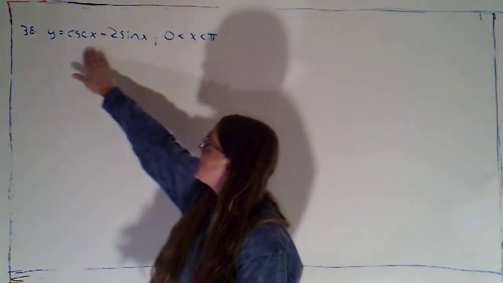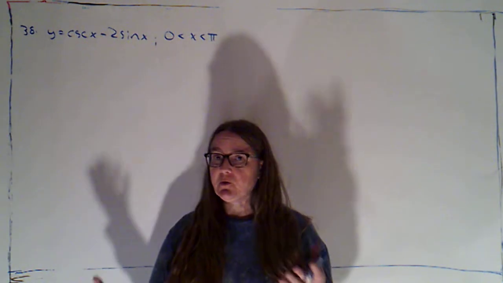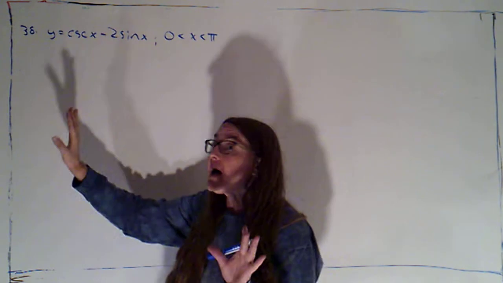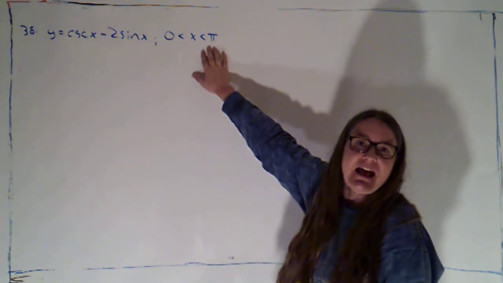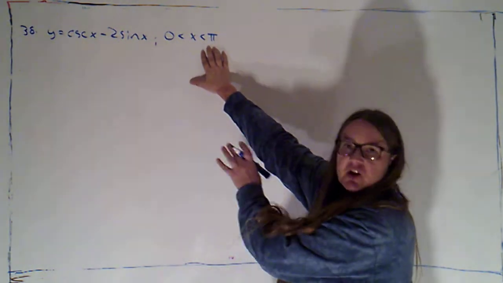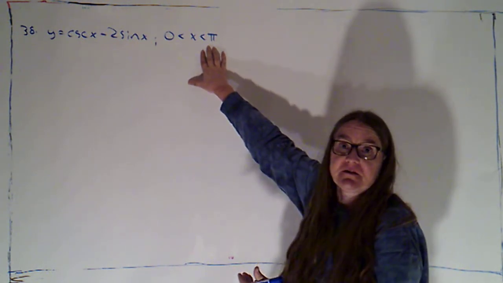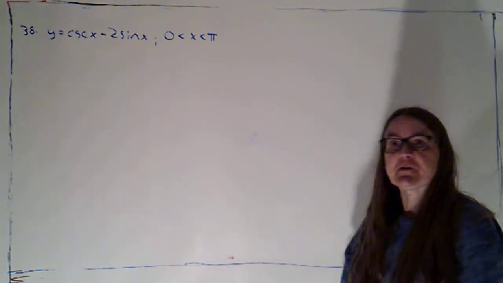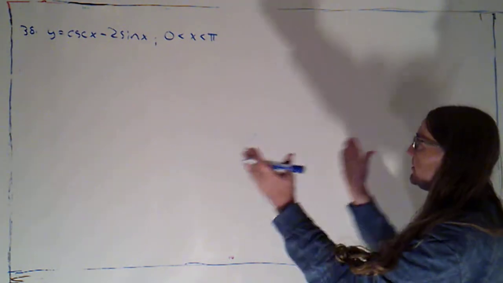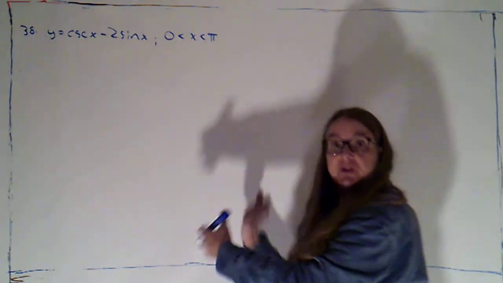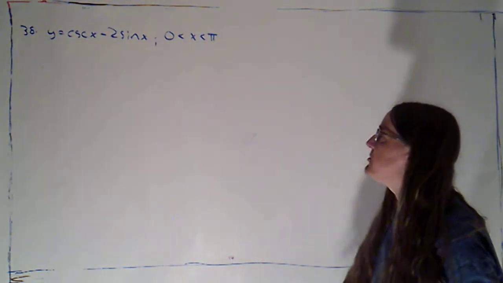Now, since sine and cosecant are periodic functions, both with a period of 2 pi, this function is too. But we're only being asked to graph just this part of it, which is actually just half of one of the periods. So this is an example of a function that is periodic. If we were to graph over an interval twice as long, that would be the entire cycle, and then it would just repeat itself. We're just asked to do this much.